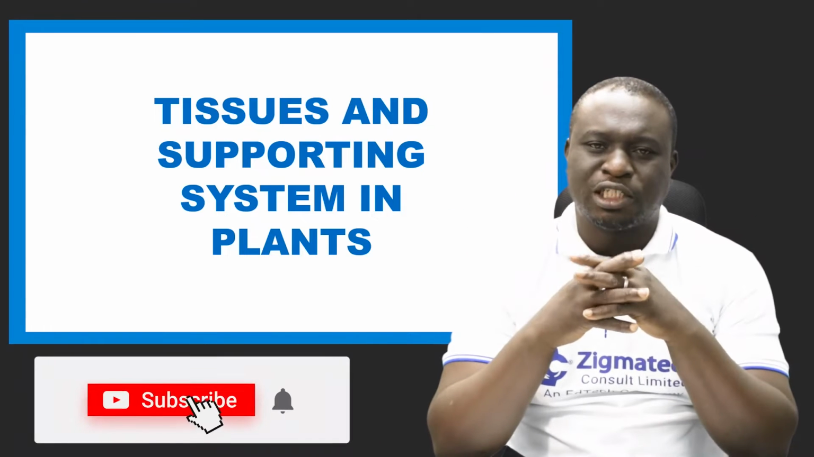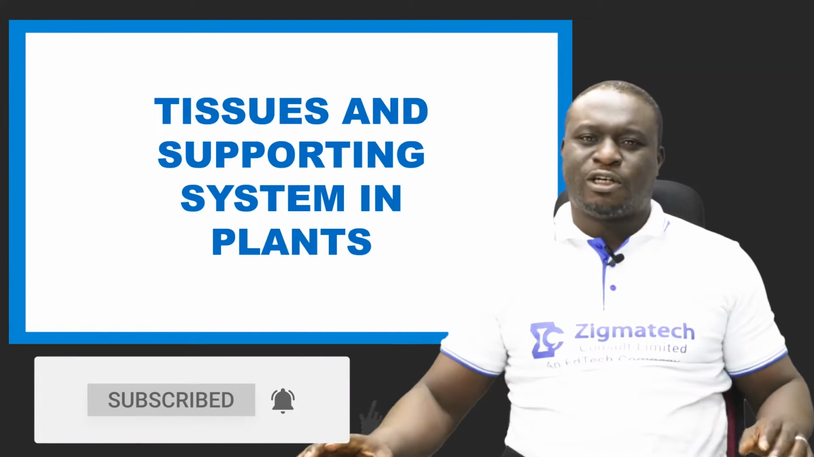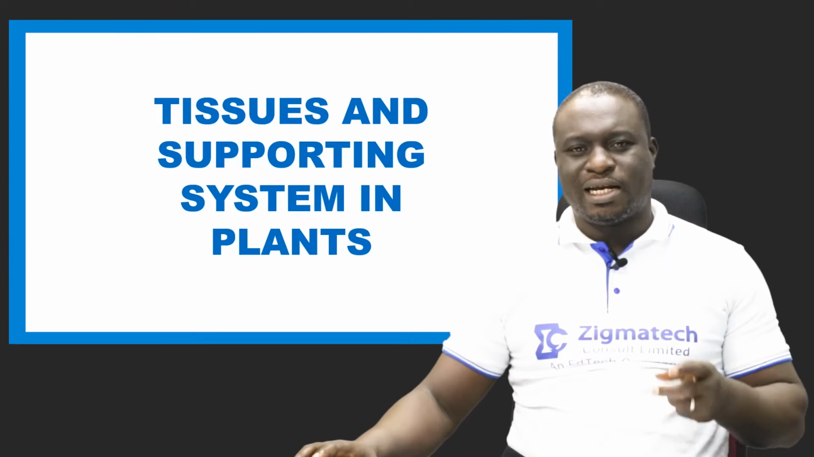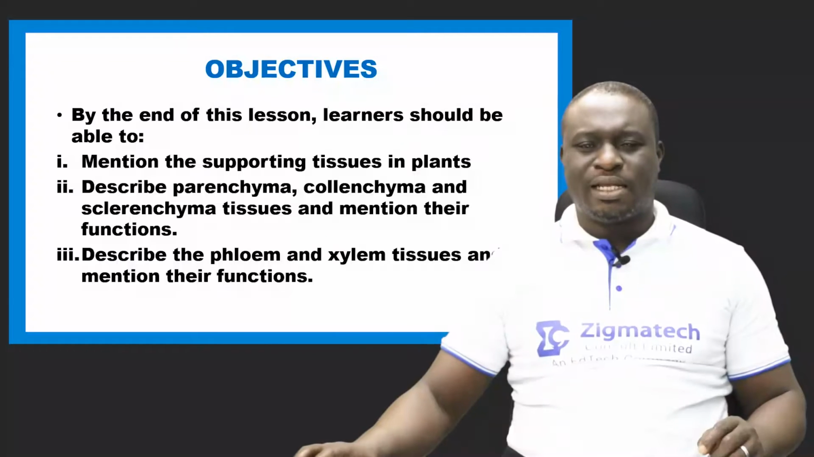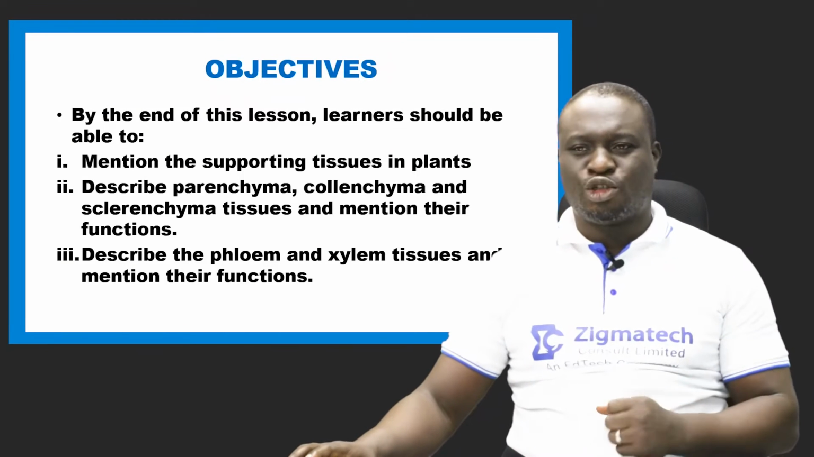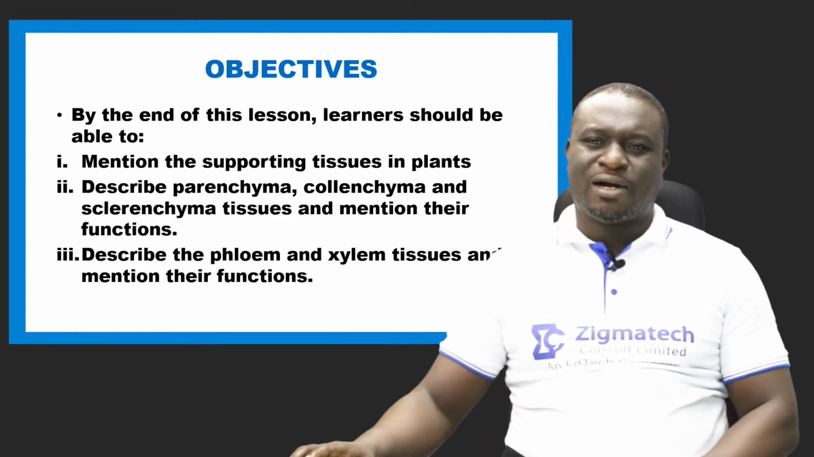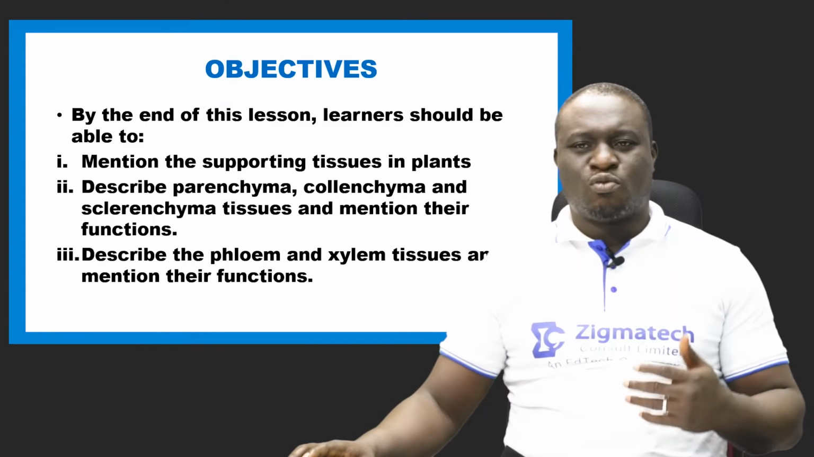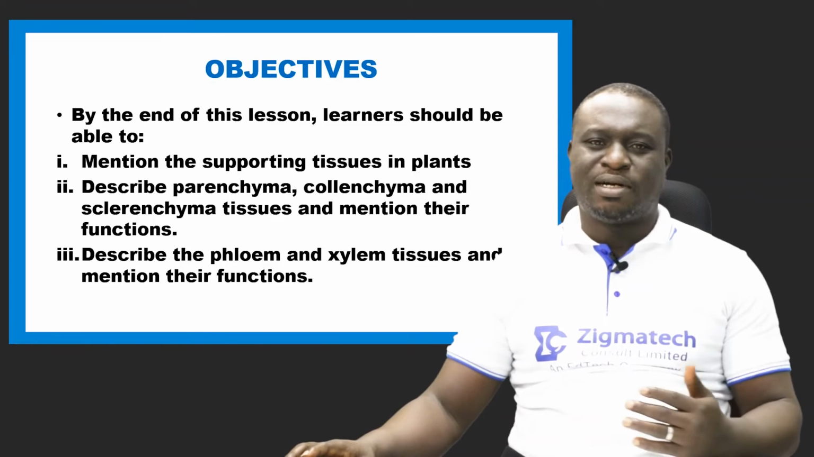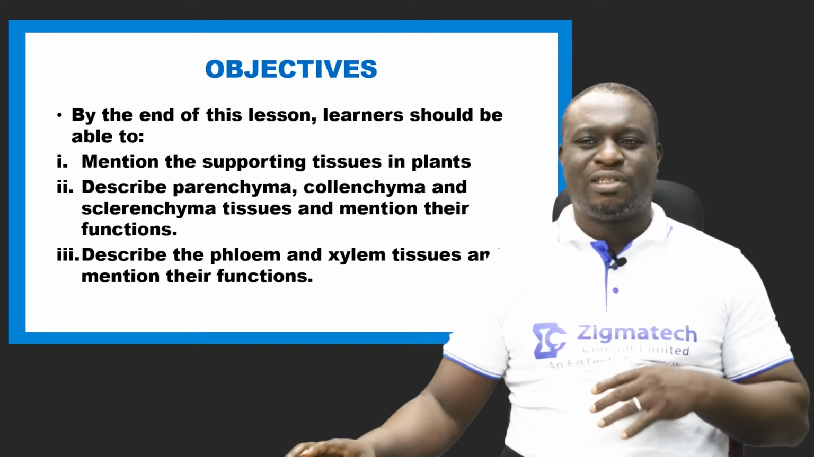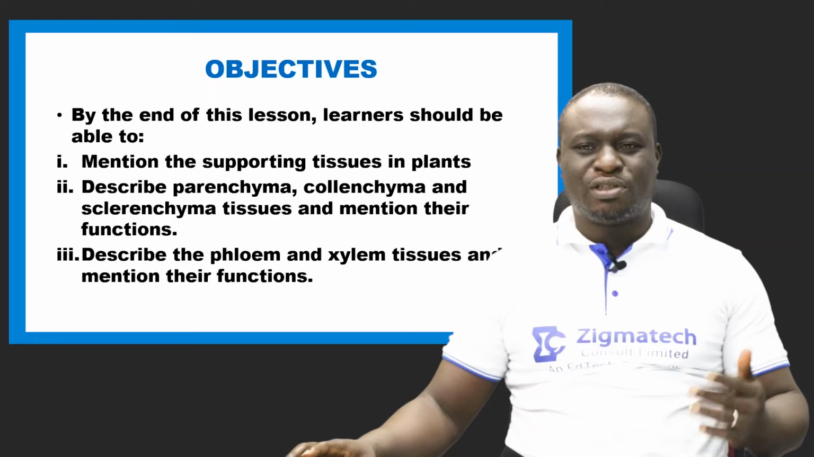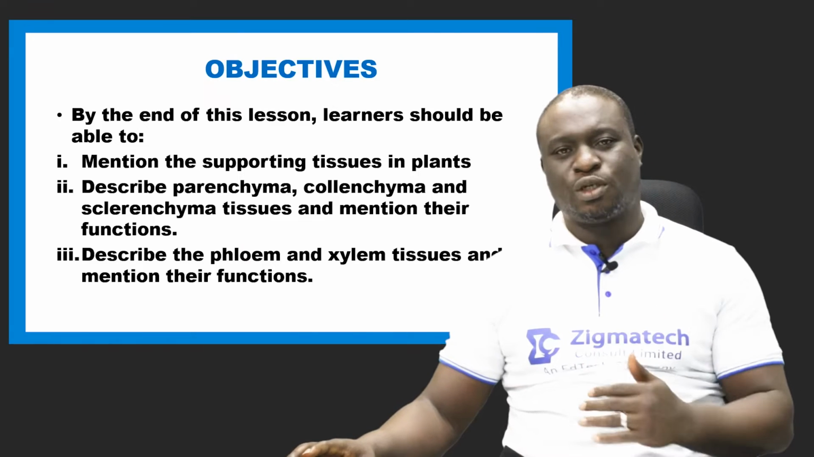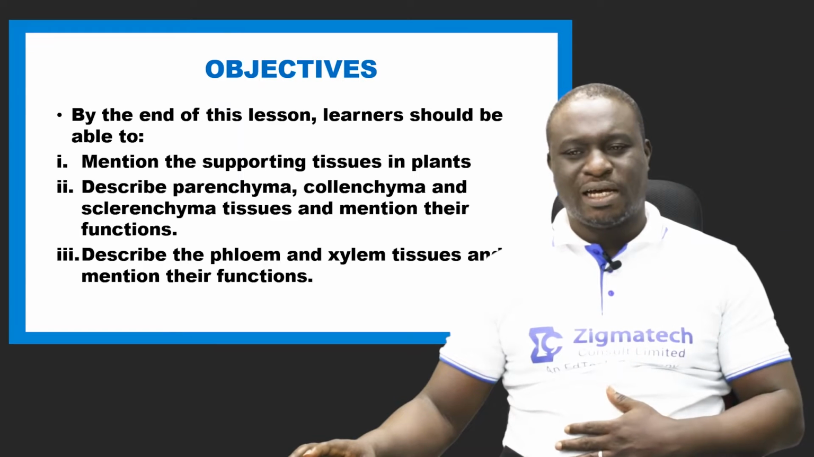But before we go into this particular topic, there are several specific objectives you are expected to get to know at the end of this class. Now, let's take a look at them. Number one, you should be able to mention these supporting tissues that are found in plants. Number two, you should be able to describe most of them. Like we have the Parenchyma, we have the Collenchyma, we have the Sclerenchyma, we have the Xylem, we have the Phloem tissues. You should be able to mention these, describe these supporting tissues and also give their functions.